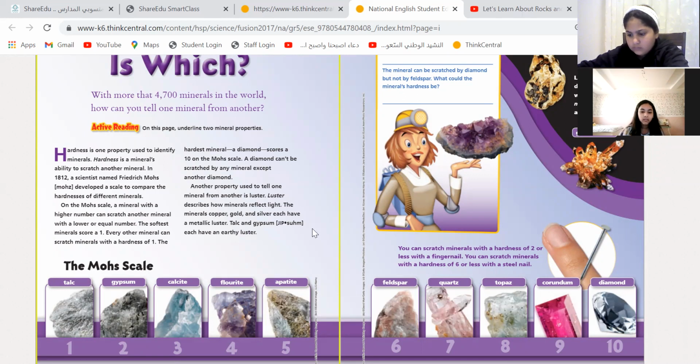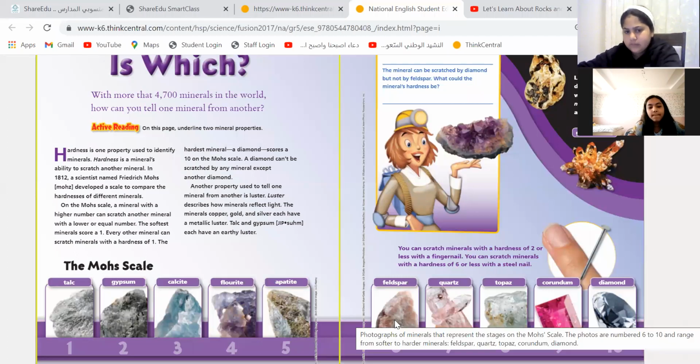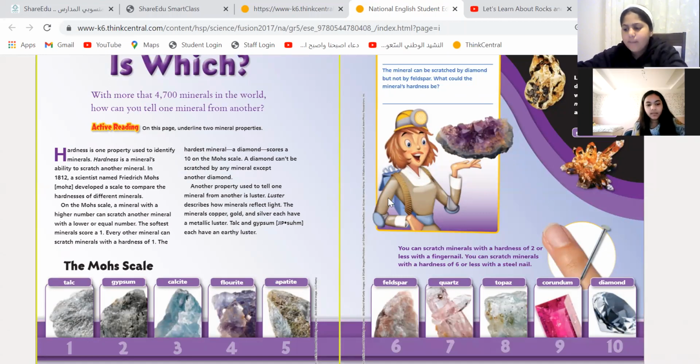I want you to give me, on the scale number 6, an example of a mineral that scores 6 on the Mohs scale. What do I call the rock? Feldspar? Yes, excellent. It is feldspar. It is on the number 6. What does it mean on the number 6? Is it too hard or too soft or medium? Medium? Yes, we consider it as medium.